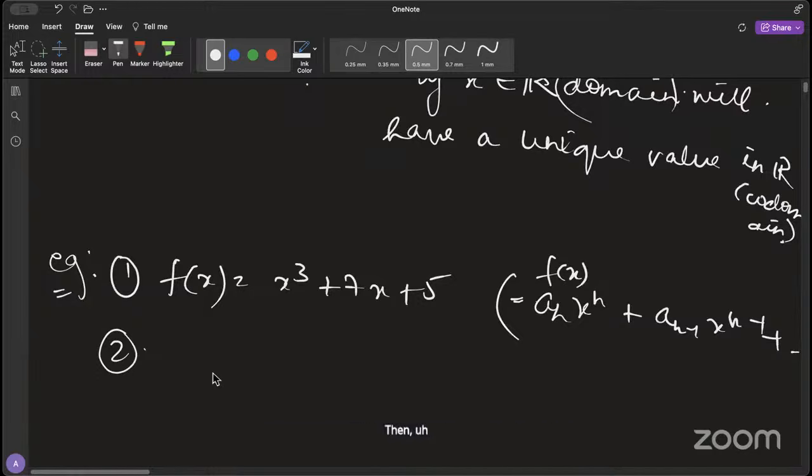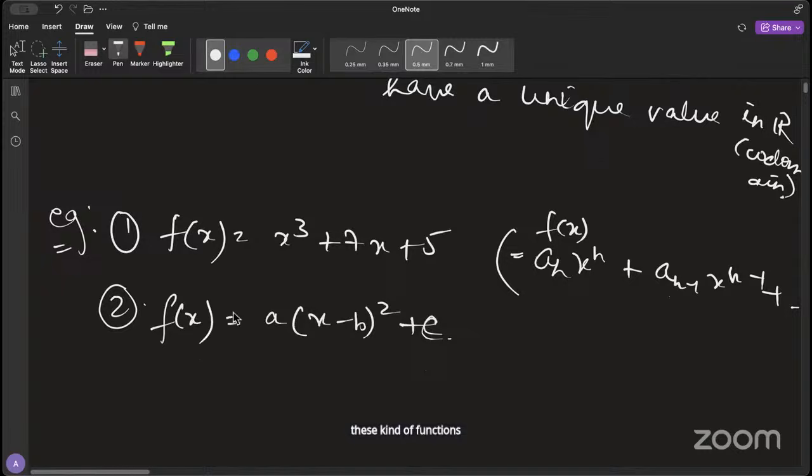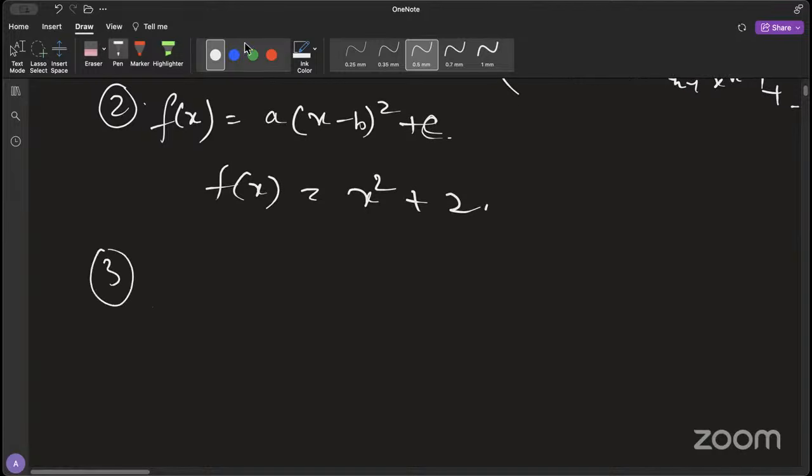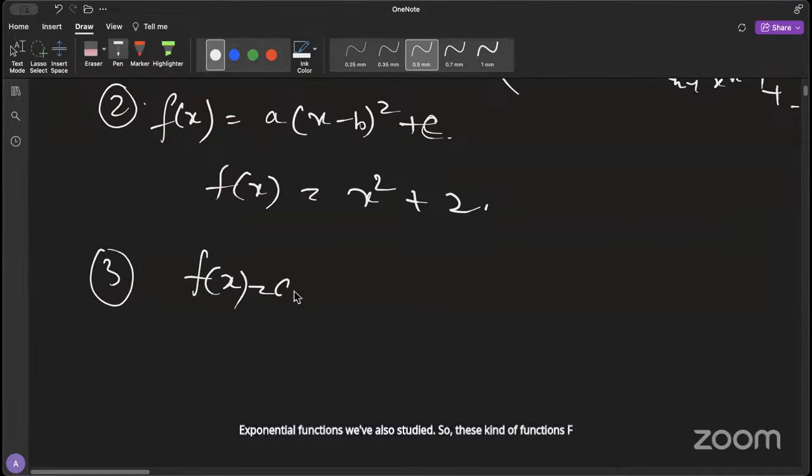Then the second kind of functions that we've studied are the quadratic ones. So you can write f(x) = a(x - b) whole square + c. In particular you can take this as f(x) = x square + 2. And the third ones are exponential functions, which we've also studied. So these kinds of functions: f(x) = a to the power x.